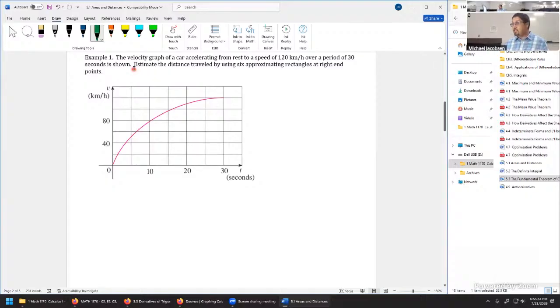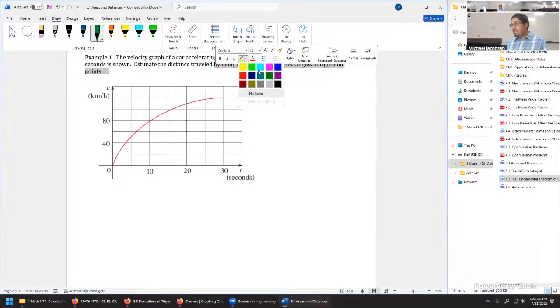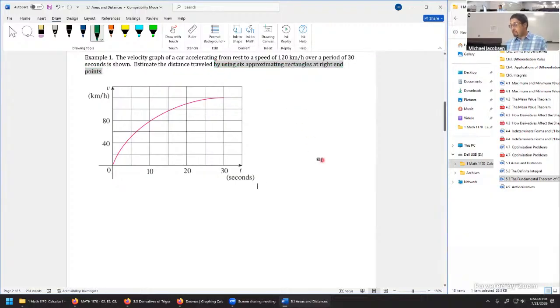We should know the distance of the car. That's what we actually want to calculate, distance. We're going to do this by using 6 approximate rectangles at right endpoints. So that's how we're going to approximate that distance.